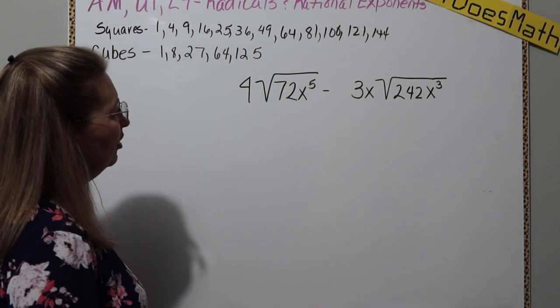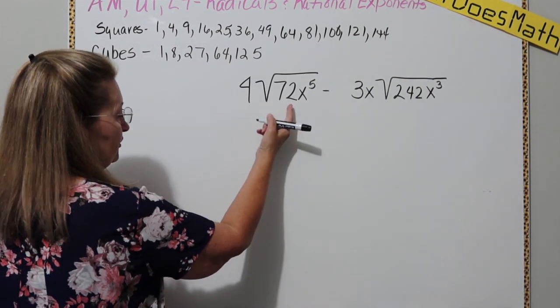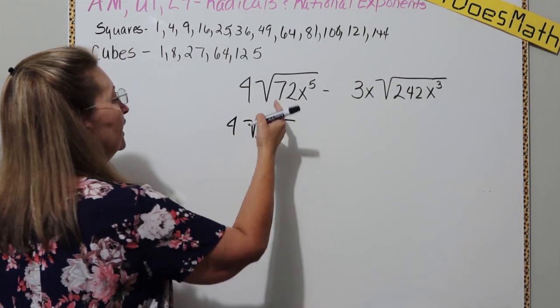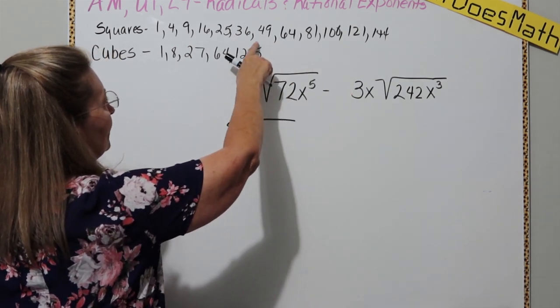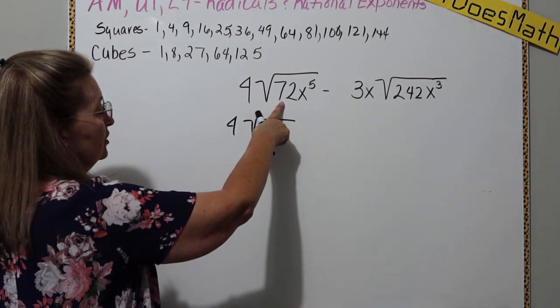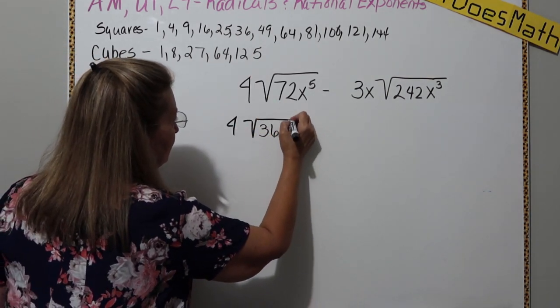Okay, let's have a look at problem number 10 now. So I've got to simplify. Let's just focus on this one first. The 4, put it out there. Is there a perfect square that will go into 72? And I start working my way down the line. 36 times 2 is 72. So I'm going to rewrite this as 36 times 2.